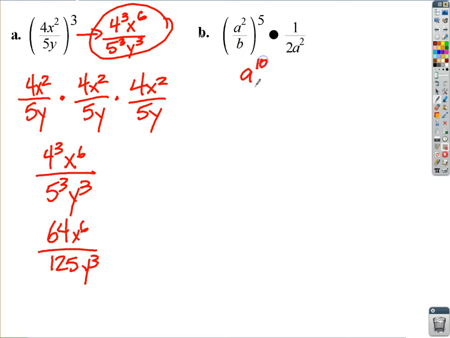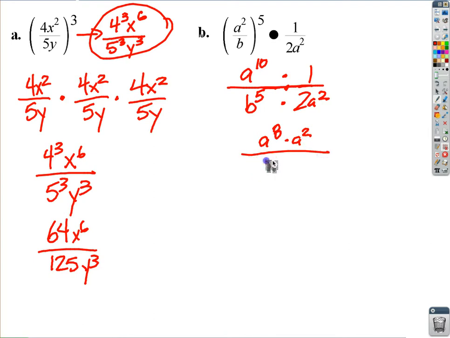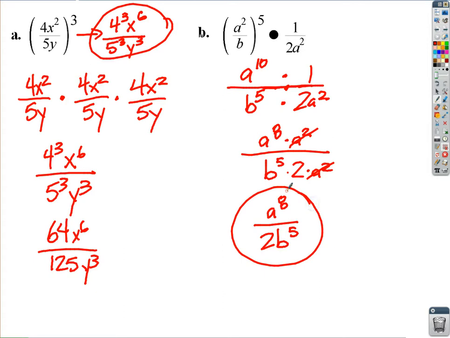Okay, well then hopefully with here you get 8 squared to the 5th power is going to be 8 to the 10th over b to the 5th, right? Times 1 over 2a squared. Well, this becomes one problem like this. Okay, and so now I can look and I can say, okay, well, 2 of these will cancel with 2 of those, so I'm going to be left with a to the 8th, right? And we'll take out a squared over, and we can say b to the 5th times 2 times a squared. Well, those cancel out, and I'm going to be left with a to the 8th over 2b to the 5th power. Okay?